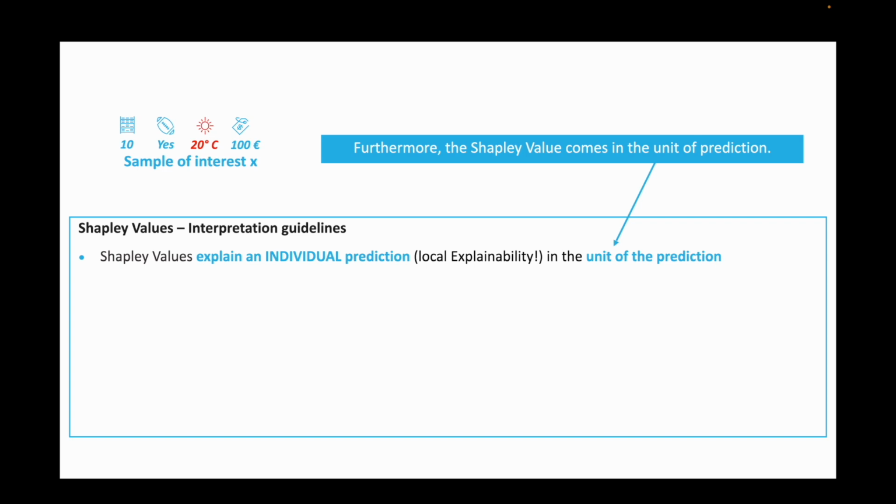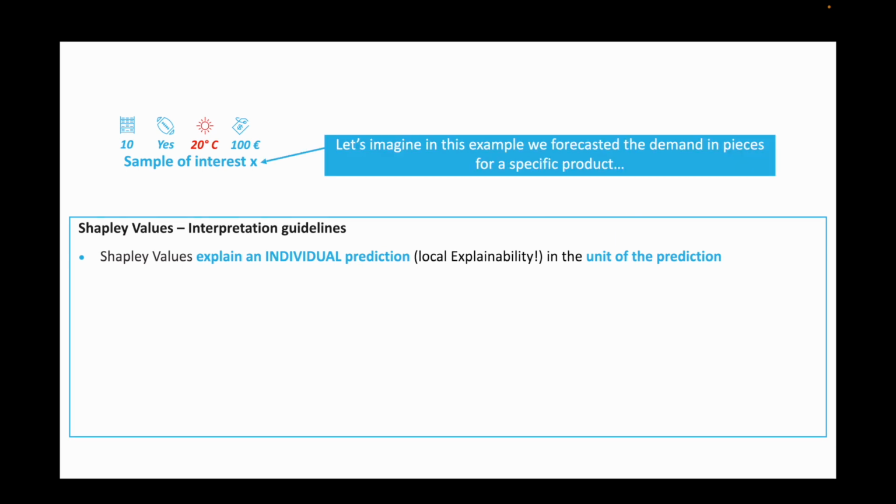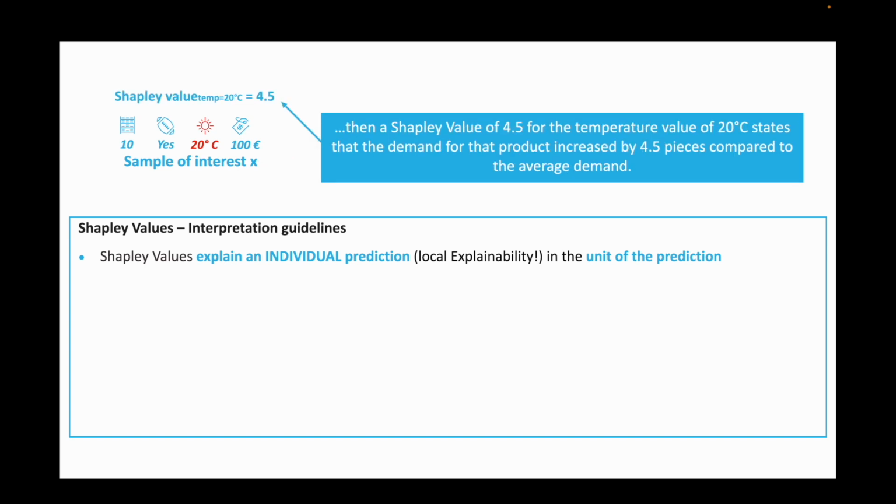Furthermore, the Shapley value comes in the unit of the prediction. But what does that mean? Let's imagine in this example, we forecasted the demand in pieces for a specific product. Then a Shapley value of 4.5 for the temperature value of 20 degrees Celsius states that the demand for that product increased by 4.5 pieces compared to the average demand.